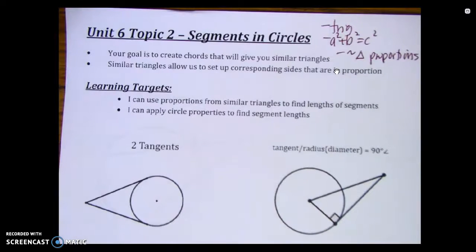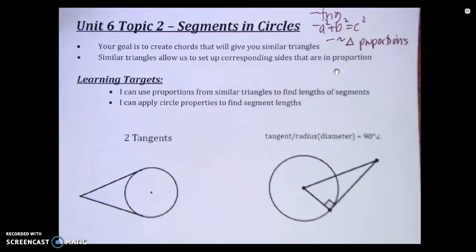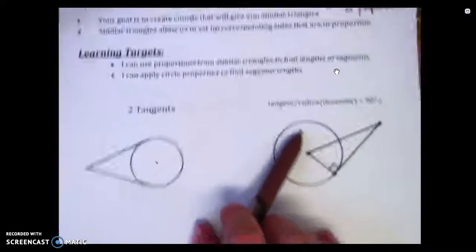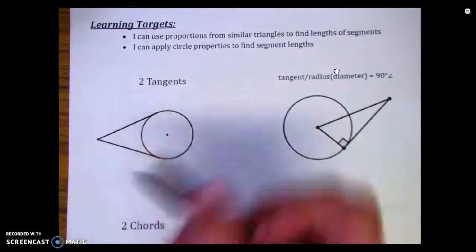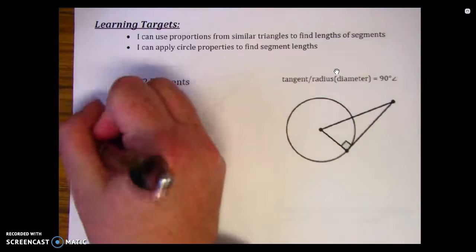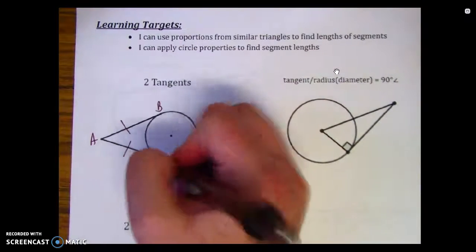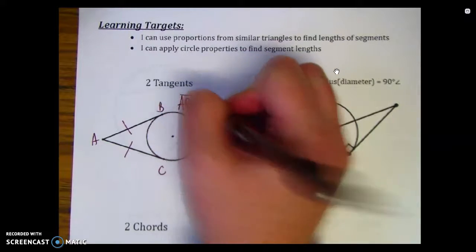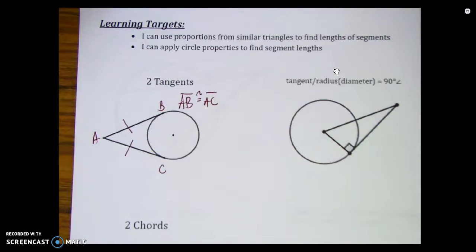There are also some circle properties that you do need to know. The first one, two basic ones that have to do with tangents: if they give you two tangents from the same point, they are going to be congruent to each other. So anytime I have two tangents that come from the same point, those two segments will be congruent to each other. That's kind of a hard fact that you have to know.